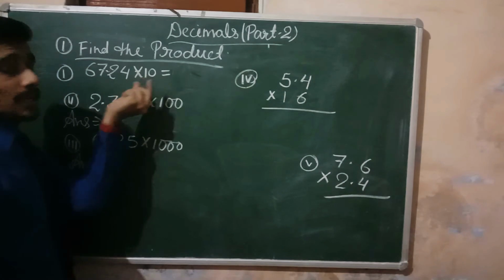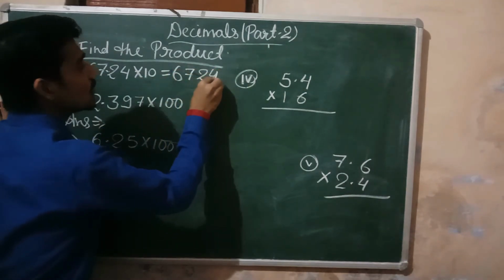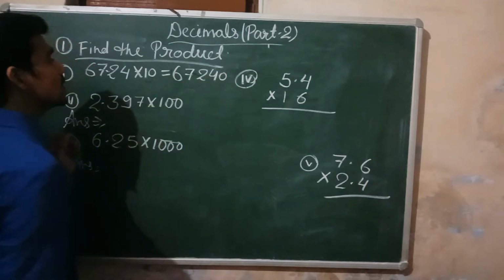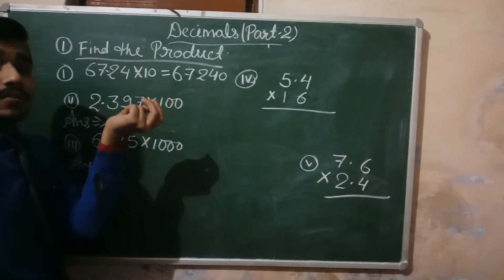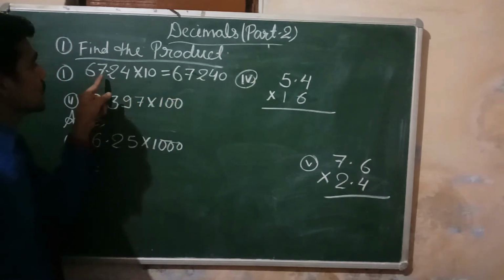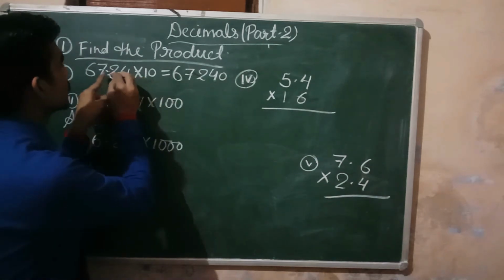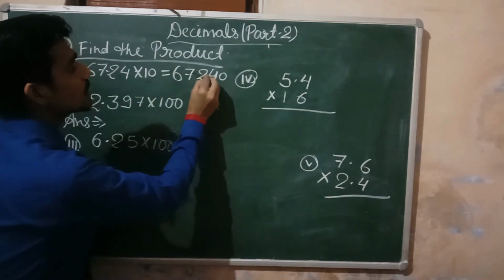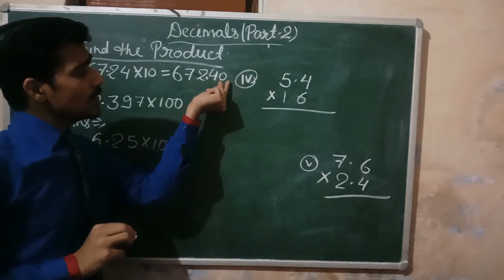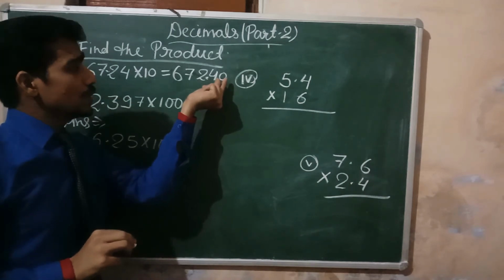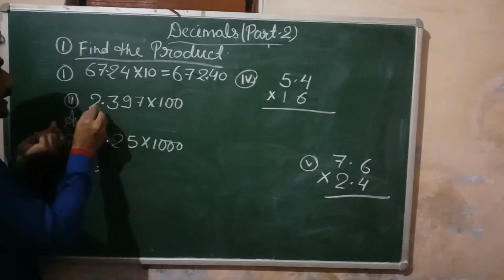Look at here. First, 67.24 multiplied by 10. That's why you will write 672.4, and here 1 place. Clear, student? But in case of 10, the decimal is shifted from the right side 1 place, here after 2 you will put a 0. Clear? If there is no meaning of this 0, you can write it or not, as you wish.